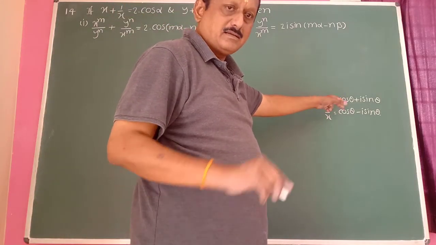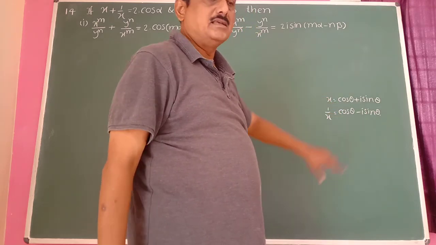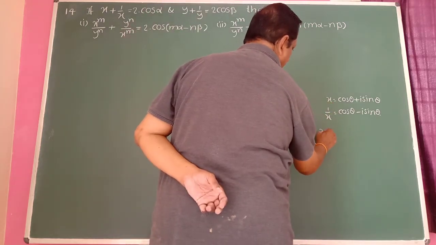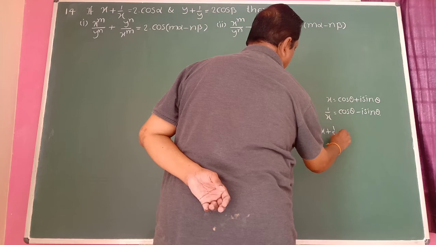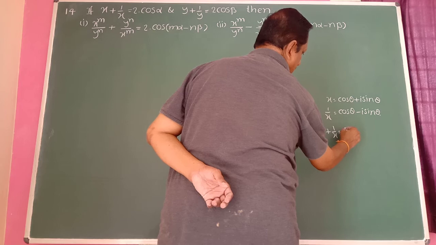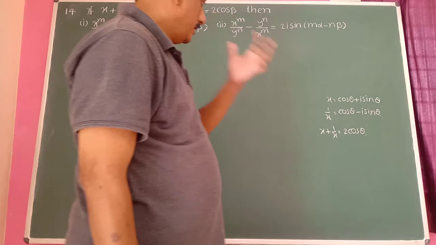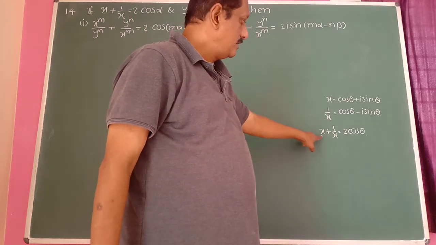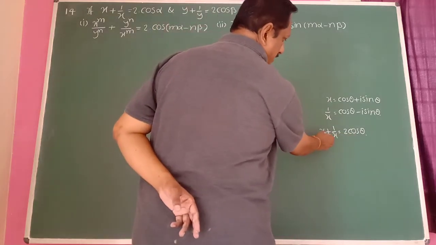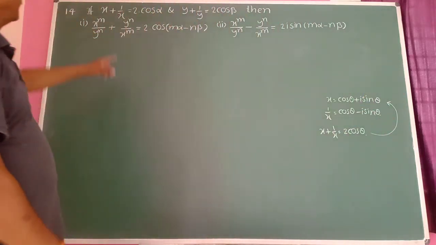Take its reciprocal and rationalize. After rationalizing, we get cos theta minus i sin theta. Then if you add it here, x plus 1 upon x is equal to i sin theta minus i sin theta cancel, cos theta plus cos theta becomes 2 cos theta. Therefore, if x is equal to cos theta plus i sin theta, then x plus 1 upon x equal to 2 cos theta. Therefore, if x plus 1 upon x is 2 cos theta, then you can take this result here.